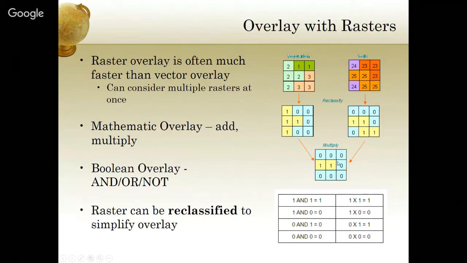Then we can just multiply our two rasters together, and anywhere we have a suitable zone or a 1 in both data sets, our output will be a 1. Anywhere we don't have suitable zones in both data sets will end up being a 0. So a multiplication with rasters that have been reclassified this way is just like saying "and," right? I need a condition to be met in both of these rasters. Does that make sense? Questions yet?